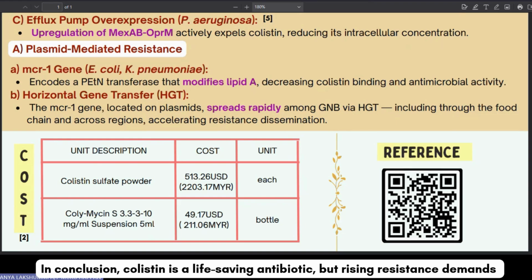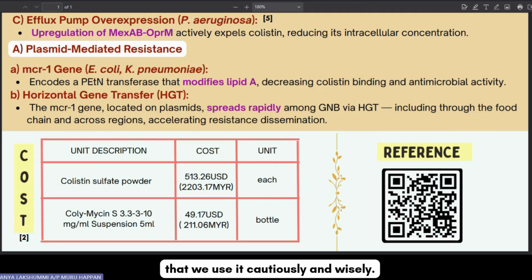So, in conclusion, colistin is a life-saving antibiotic, but rising resistance demands that we use it cautiously and wisely.